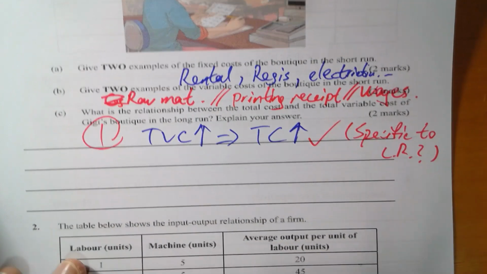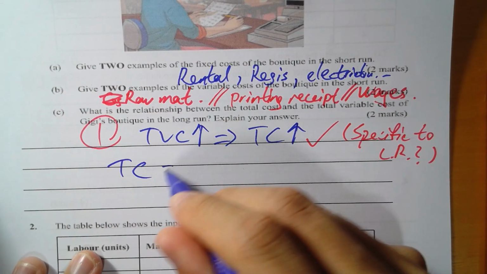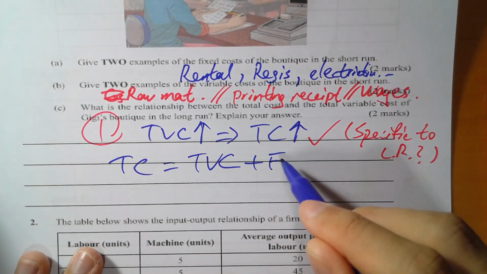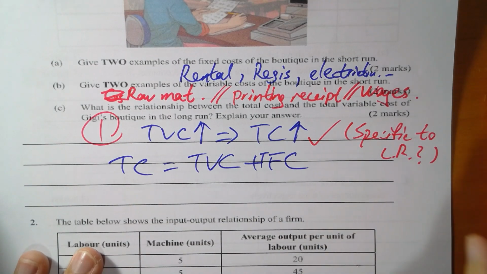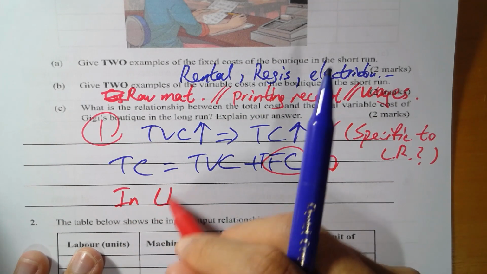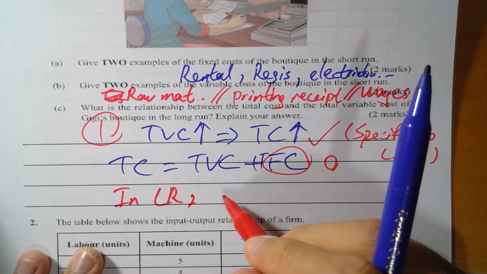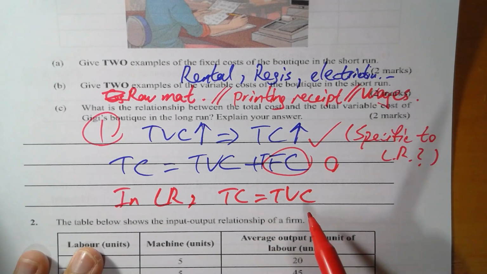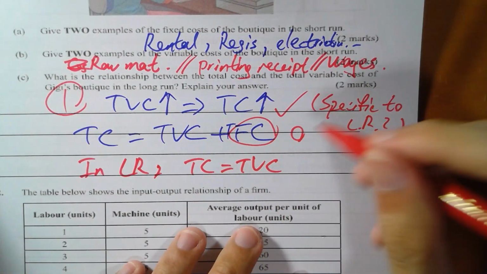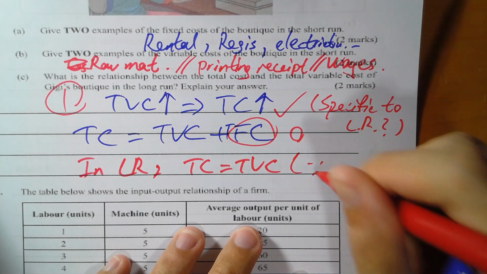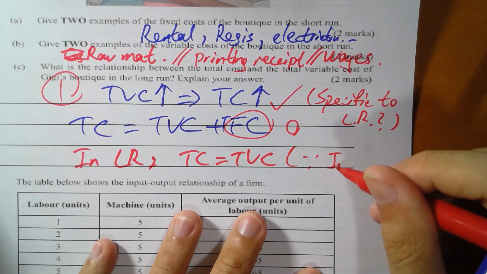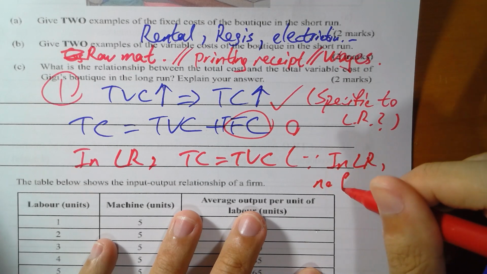Now, the true thing is that, remember, TC, total cost, consists of 2 parts: total variable cost plus total fixed cost. In the long run, this part will be 0. So in the long run, actually, TC will be exactly the same as TVC. So if you want to write your answer, you just need to write they are the same because in the long run, no fixed cost.